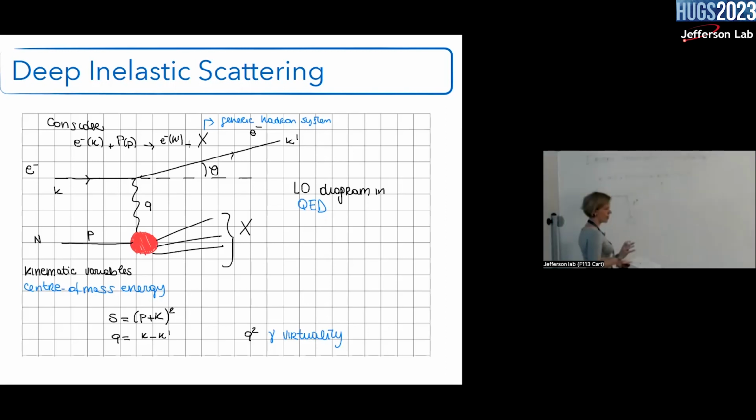This hits the proton that I just draw as a bubble because we don't know what it is made of. I only know that it's not an elementary particle. And here I have another line. So this is the proton, momentum P. And here is the other stuff that I don't care about, okay? So this is really the leading order diagram in QED.